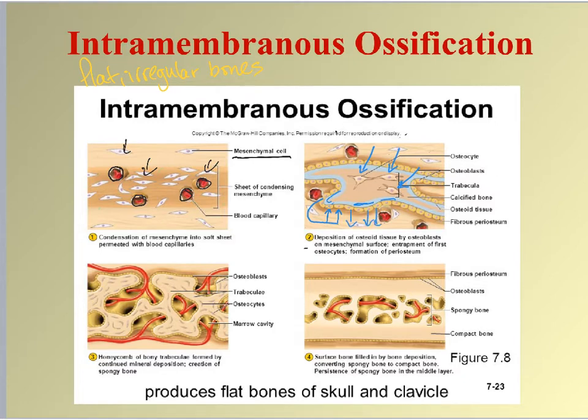So if we look at number 3, we eventually get this network of trabeculae. Remember, those are the pieces that make up spongy bone, the struts of spongy bone, so you get these trabeculae.